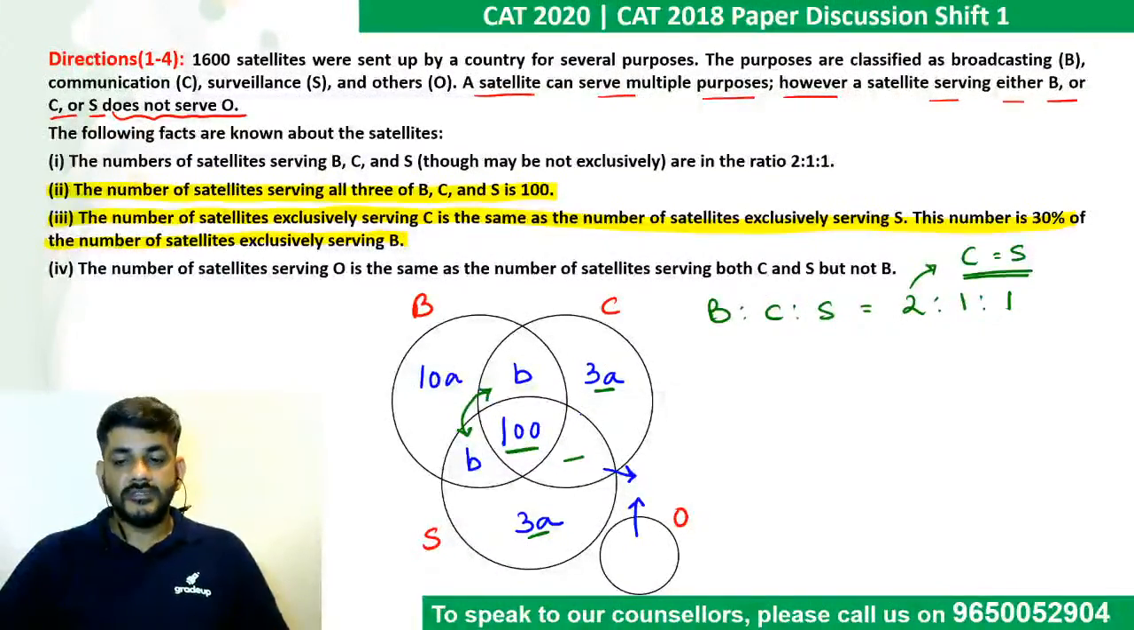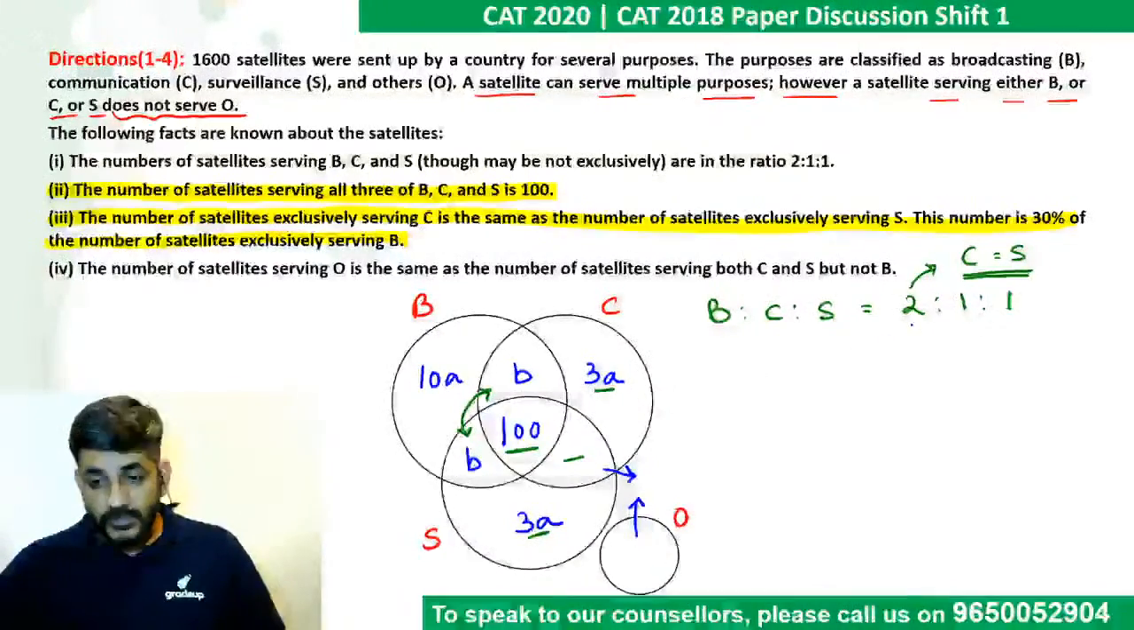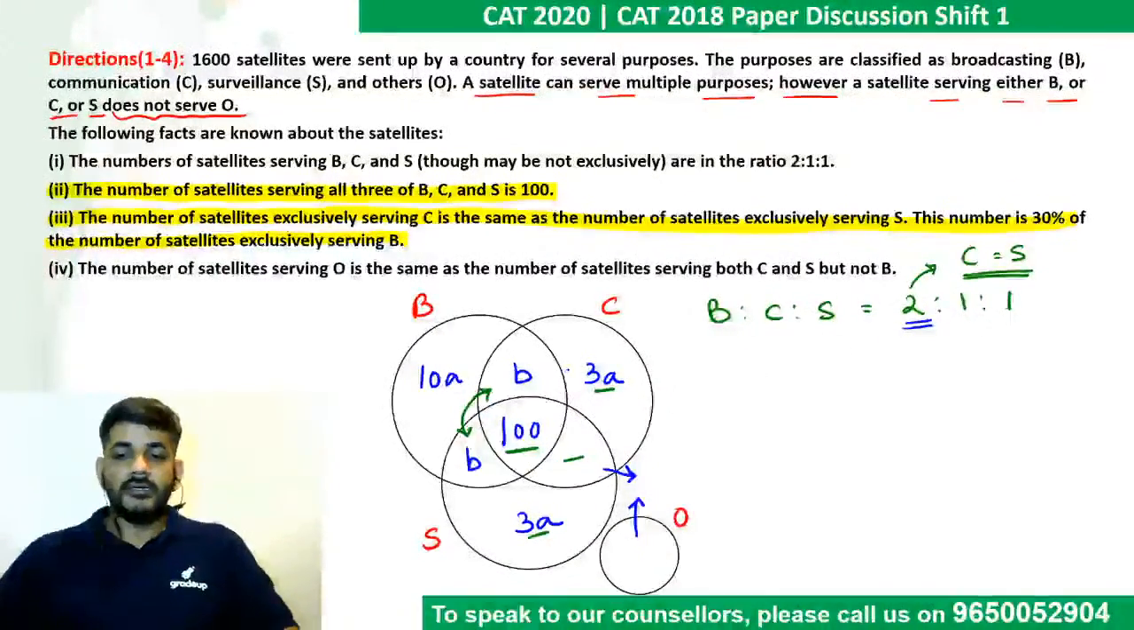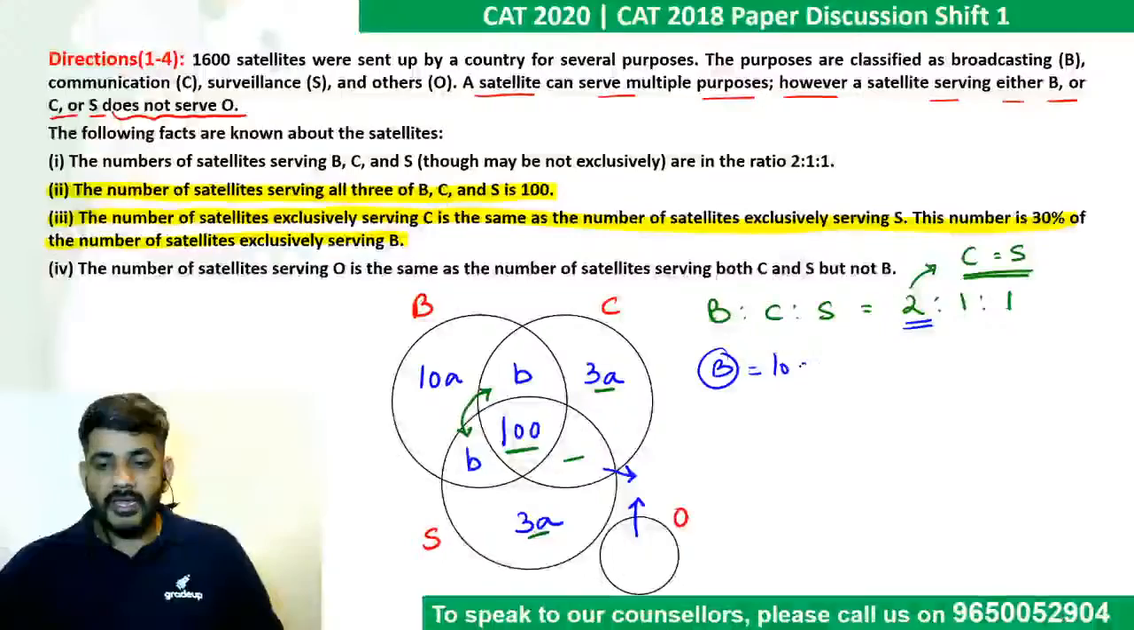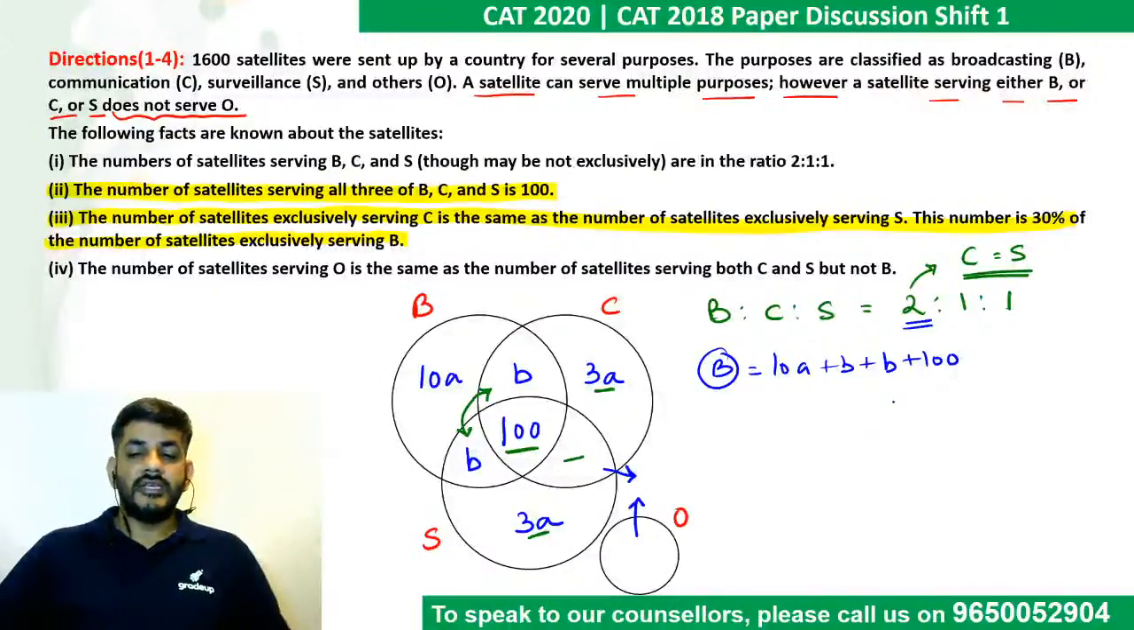Both of these numbers, which are unknown currently, would become B. And it also says that the number of satellites serving B is twice of these. So how many satellites serve B? Let us see. How many are serving B? 10A plus B plus B plus 100. Right guys? The number of satellites serving B is 10A plus B plus B plus 100.